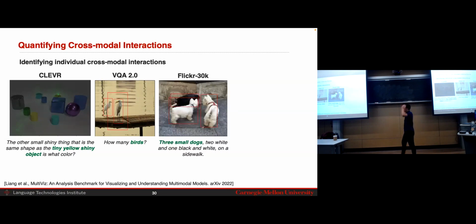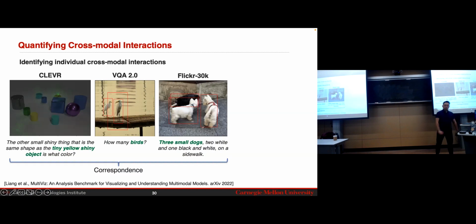Over here, likewise, take a gradient of the output with respect to 3 small dogs. That's the first order gradient. Second order gradient with respect to the bounding boxes, you actually highlight the 3 small dogs. So these are kind of capturing corresponding interactions, the fact that you're referencing the same thing in language and images.